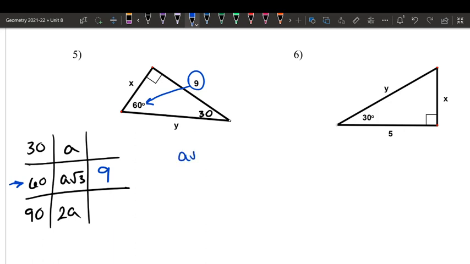So I have A square root 3 equals 9. And I need to solve for A. So I'm going to divide by the square root of 3. So A equals 9 over the square root of 3. But if you remember from yesterday, because that seemed a little too easy, right? You can't leave the radical in the bottom. You have to rationalize the denominator.